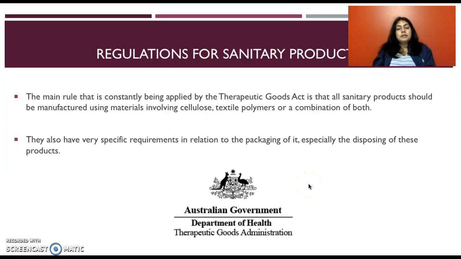Now, the regulations for sanitary products in Australia are quite stringent. The main rule that is constantly being applied year to year by the Therapeutic Goods Act, or the TGA, is that all sanitary products should be manufactured using materials involving cellulose, textile polymers, or a combination of both. This is due to its absorbent properties. They also have very specific requirements in relation to the packaging, especially the disposing of these products, as it can pose an environmental threat. That was my presentation on extraction of cellulose fibers.